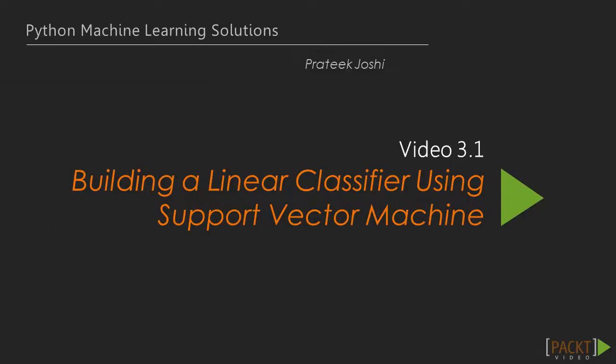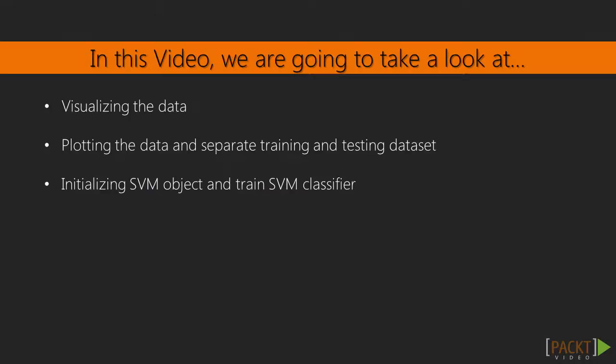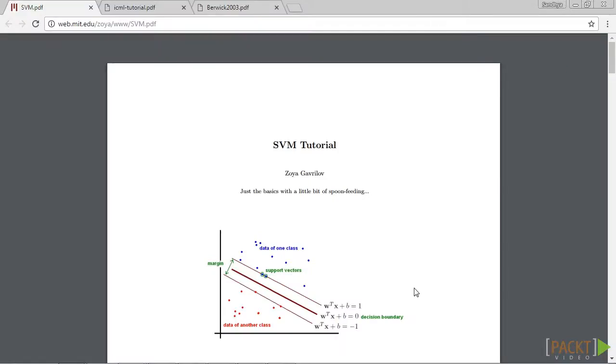Now we move on to the first video of this section that deals with SVM classifiers. In this video we're going to take a look at using SVM to build linear classifiers. SVMs are supervised learning models that are used to build classifiers and regressors. An SVM finds the best separating boundary between the two sets of points by solving a system of mathematical equations.